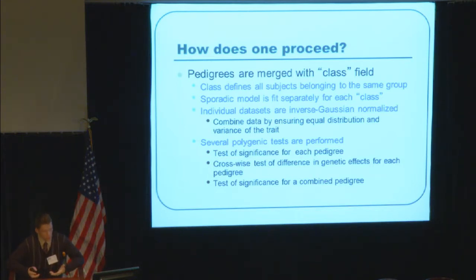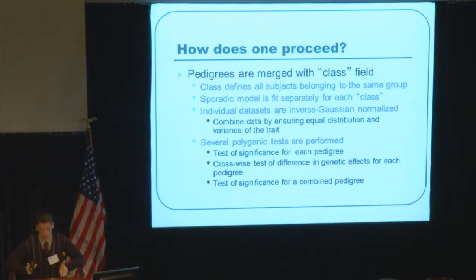That class field defines all subjects belonging to the same group, in very much the same way household or house is defined as all the members of the family who live under the same roof. Now, to make this more scientifically valid, the sporadic model analysis is fit separately for each class. So what is the sporadic model? Well, the sporadic model is the model where we account for covariates. And because those covariates can be different from one population to another, this is done separately.